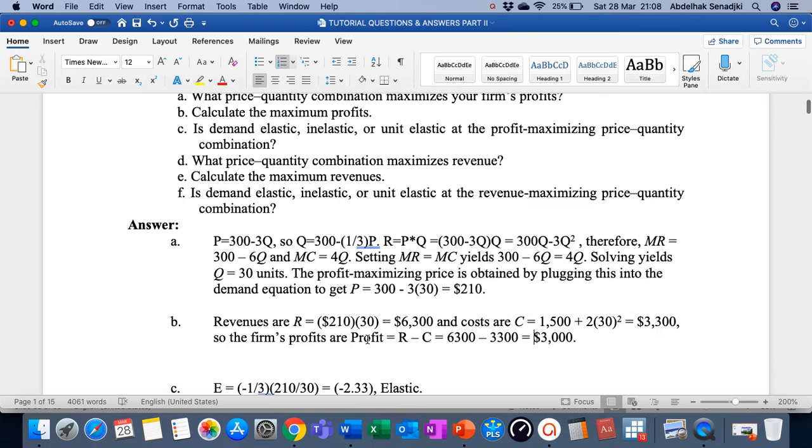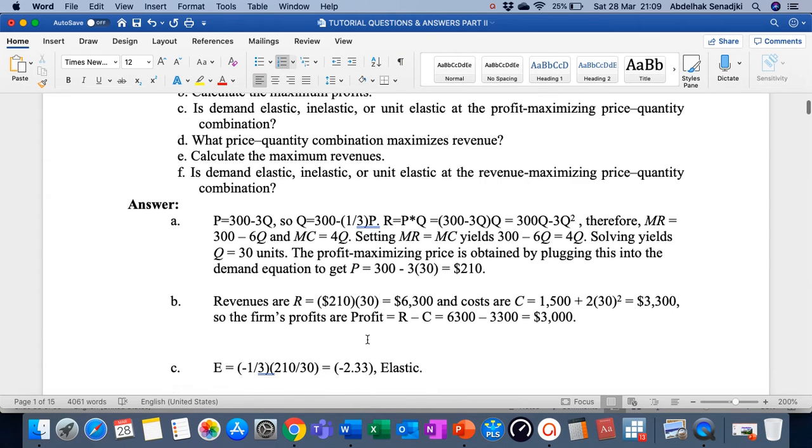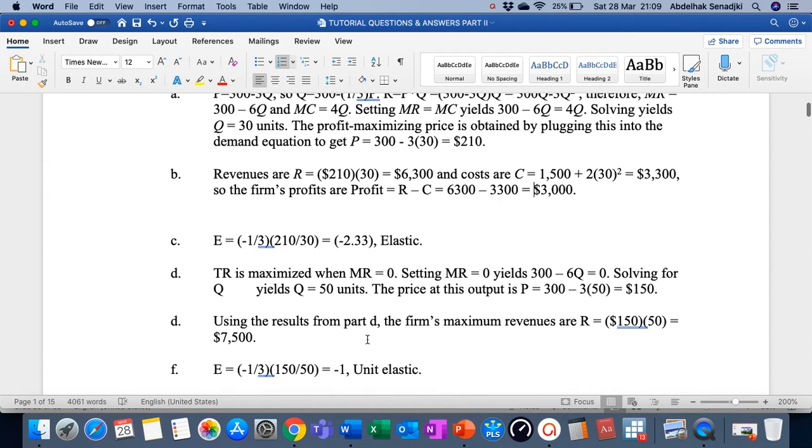Now the second part, D, what price quantity combination maximizes revenue? To maximize revenue, we should have the marginal revenue equal to 0. When the MR equal to 0, there you are maximizing your revenue. You cannot get more than that. So total revenue is maximized when MR equal to 0.